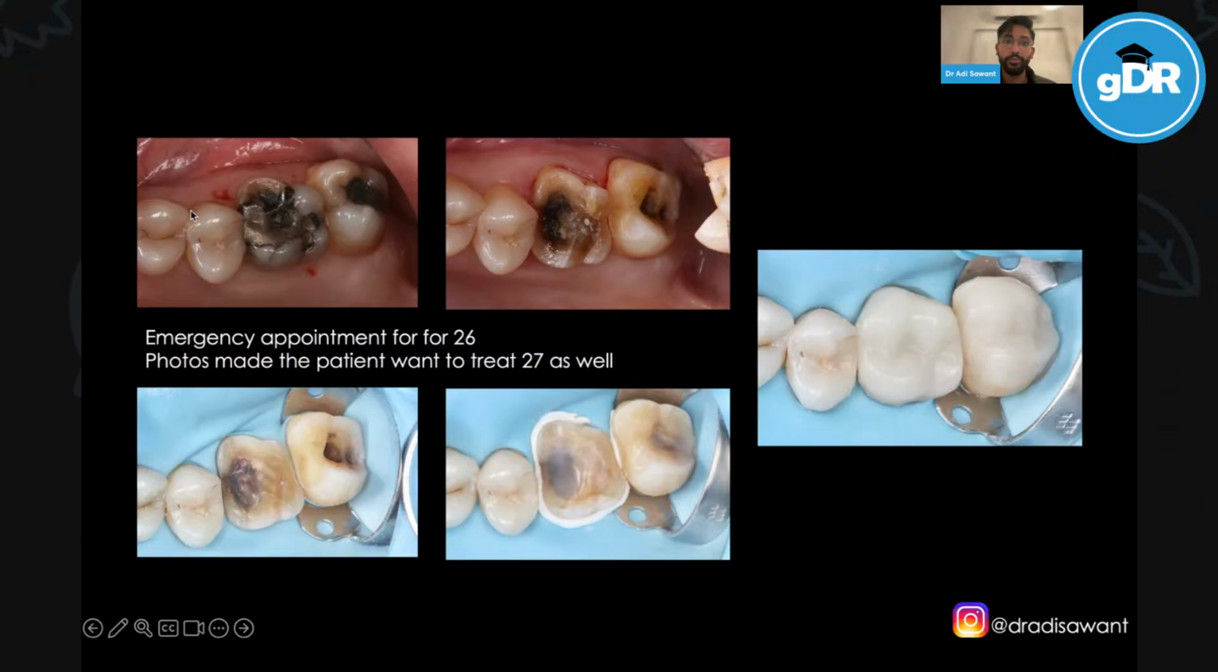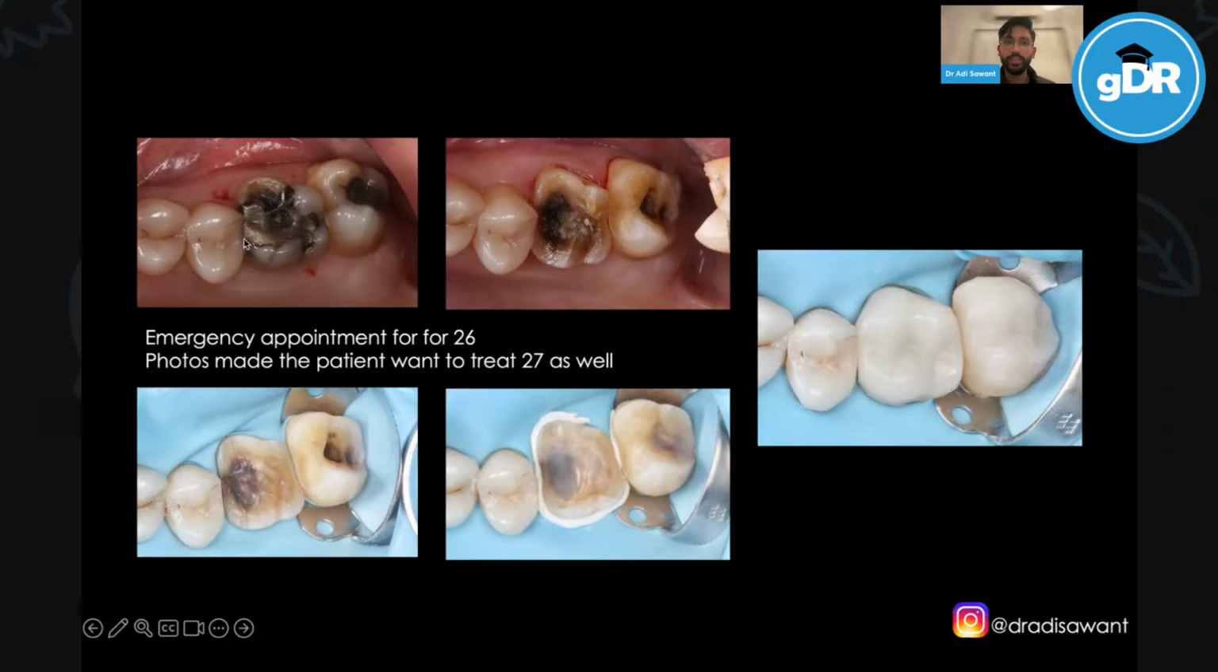But as soon as we took that photo, I pointed this crack out to her, and quickly the conversation went from not even knowing there was an issue to, oh, how do we fix that crack, right? And just like that, we're doing now a partial coverage on this tooth here.